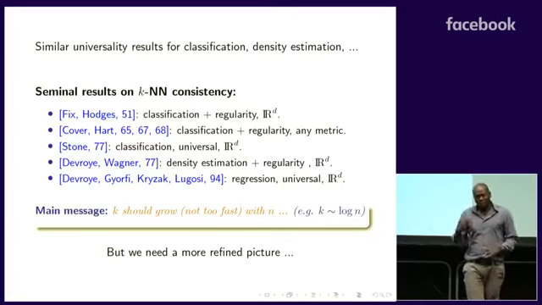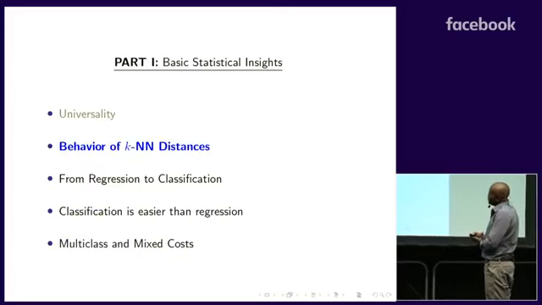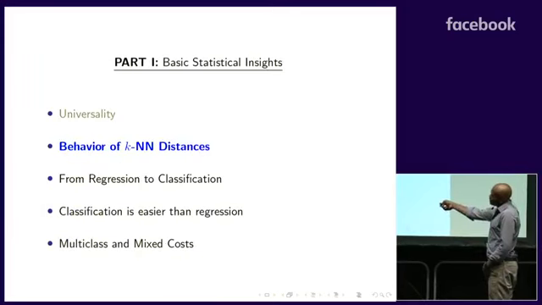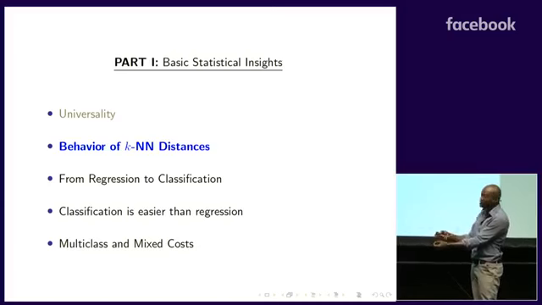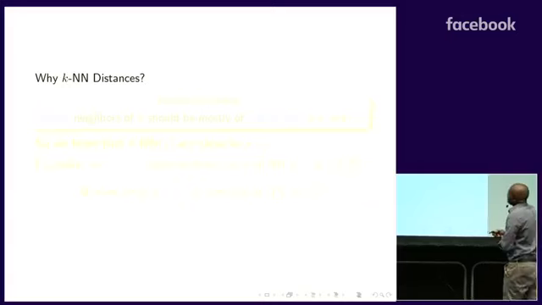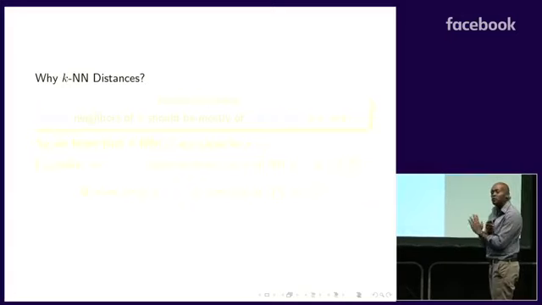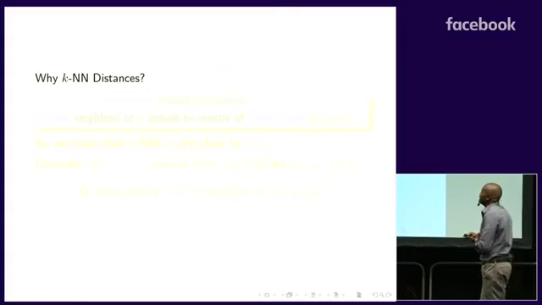So in order to get that more refined picture, I'll start with trying to understand the behavior of nearest neighbor distances. And by nearest neighbor distances, I just mean how far the nearest neighbors are from the point. Because even in getting the universality results, that's why we started with it, we tried to understand how far the nearest neighbors were from the point. And here's another reason why we want to start with nearest neighbor distances.